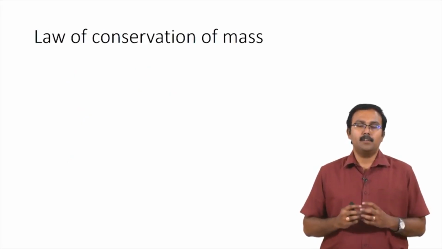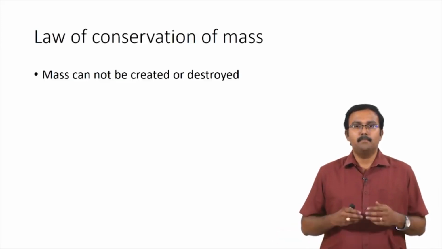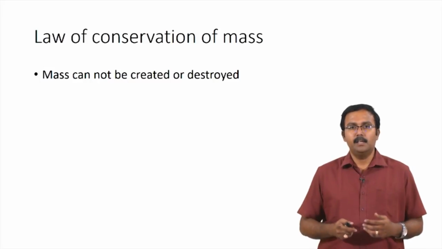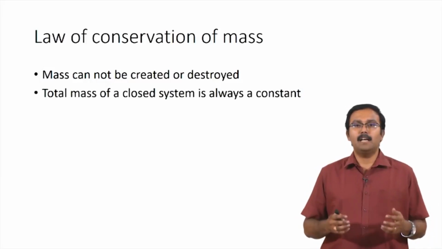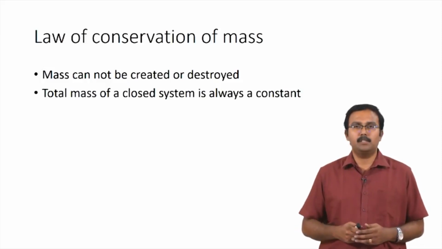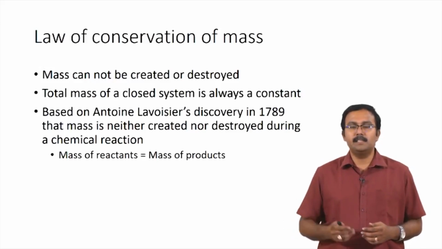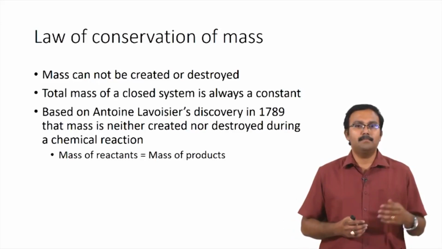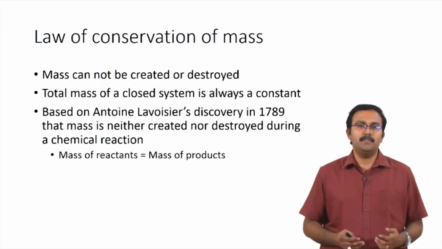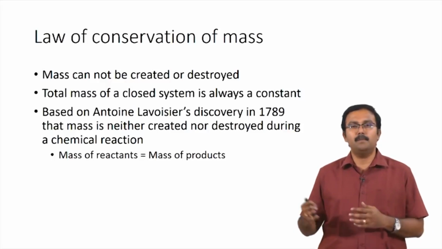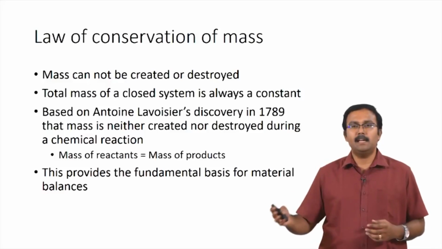So, the fundamental concept on which material balances are built is the law of conservation of mass. Mass cannot be created or destroyed, it can only be changed from one form to another. Total mass of a closed system will always have to be a constant. This is based on Antoine Lavoisier's discovery in 1789, which showed that mass is neither created nor destroyed during a chemical reaction. He observed that the mass of the reactants was equal to the mass of the products. So, this provides the fundamental basis for performing any material balance problem.